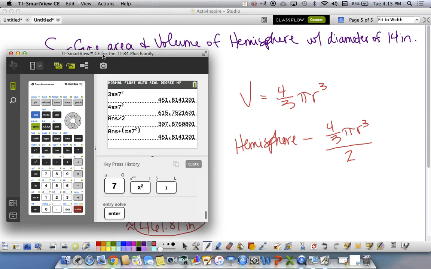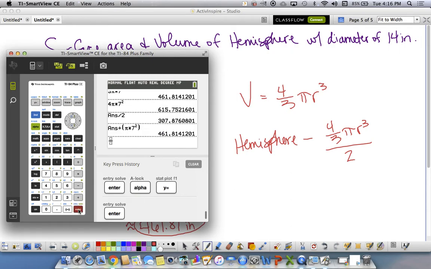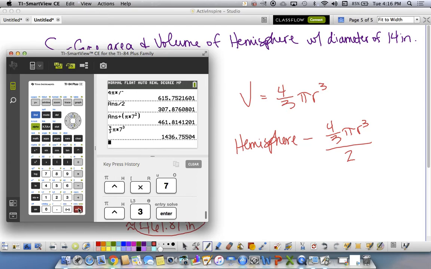Okay? I'm not going to reduce before I go on. You could with the 4/3 and the 2, but why would we want to deal with fractions when we don't have to? Okay, so here we go. I'm going to hit alpha y equals, and I'm going to do a fraction, 4 divided by 3. And then I'm going to say times pi times 7 raised, is this little arrow thing, raised to the 3rd power. And I get an answer, but then I need to divide by 2.